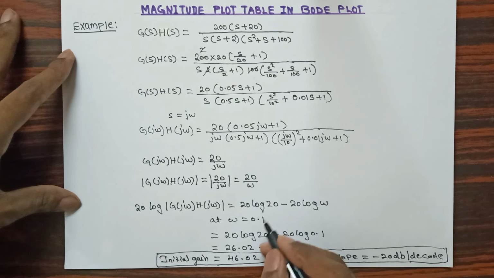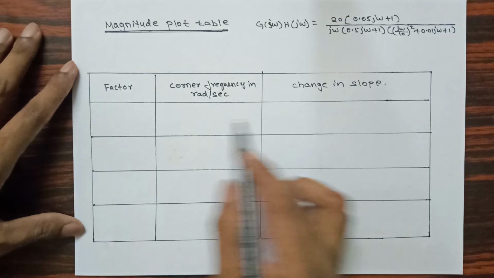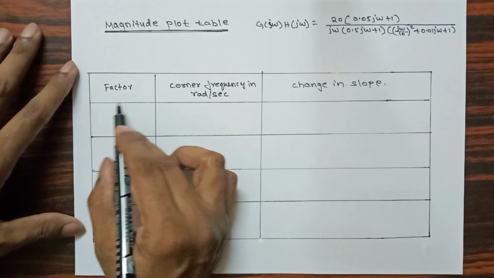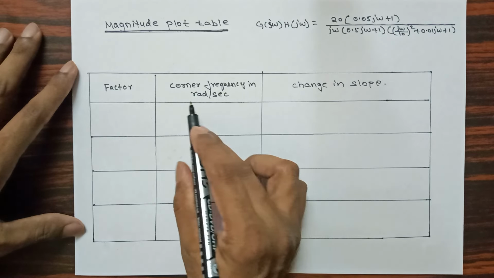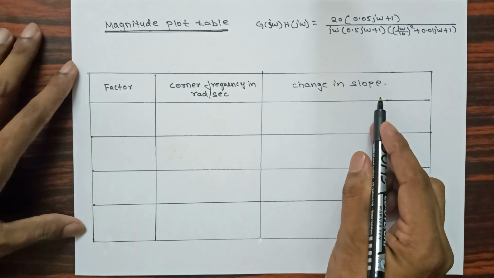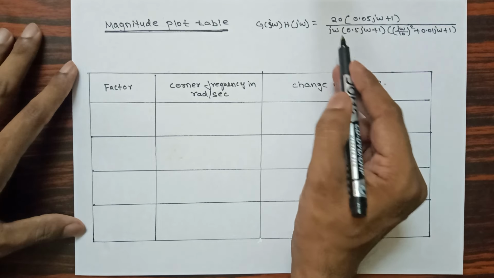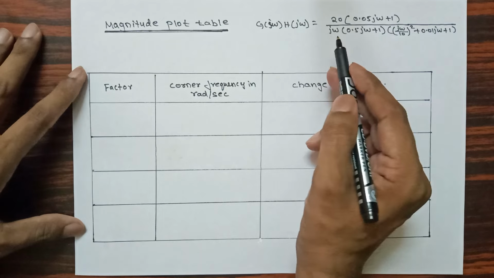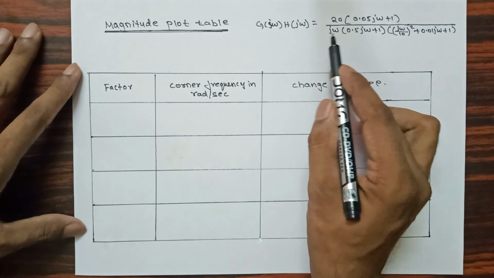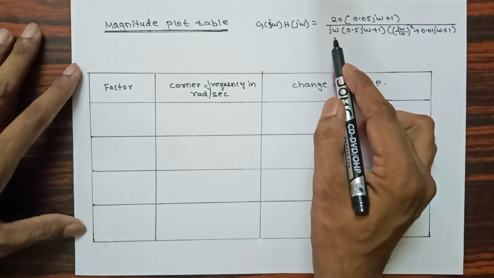Next we'll form the magnitude plot table. In this magnitude plot table we are going to consider three columns. The first column we are naming as factor, the second column corner frequency in radians per second, and the third column change in slope. This is the standard open loop transfer function, and the first factor we are going to consider is 20 by j omega.